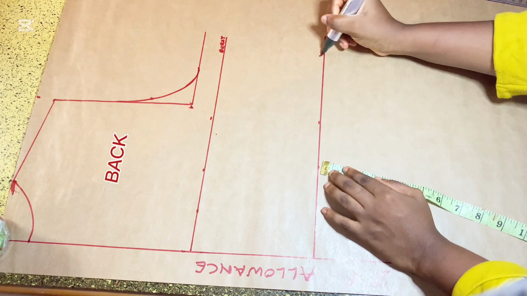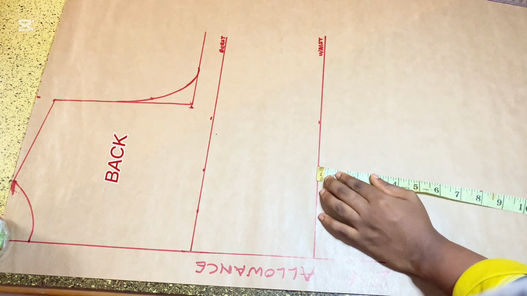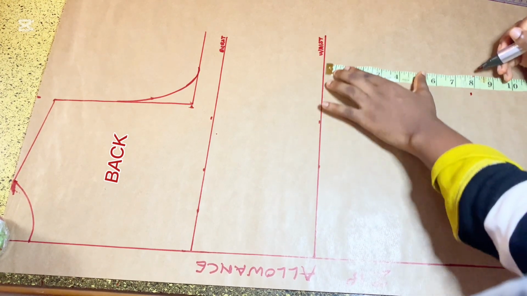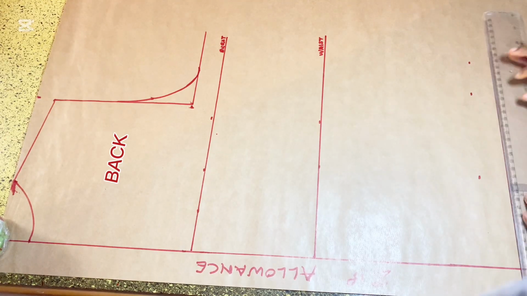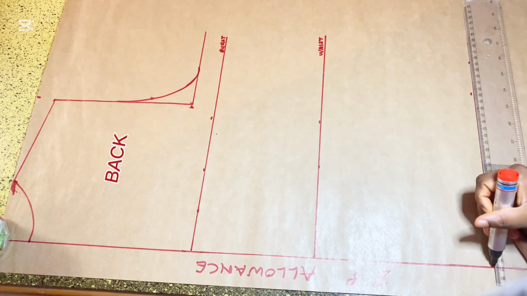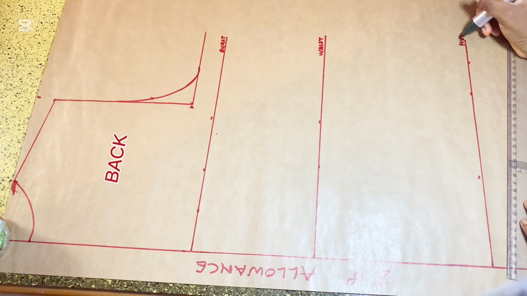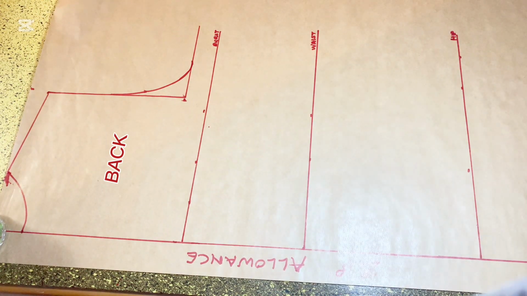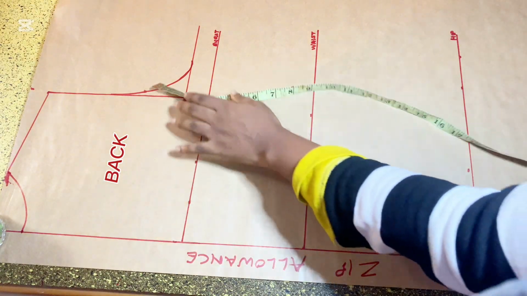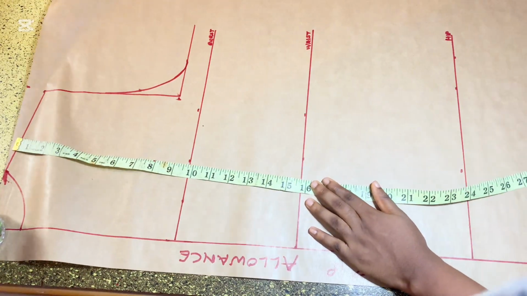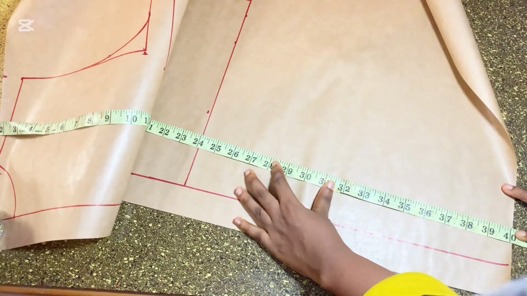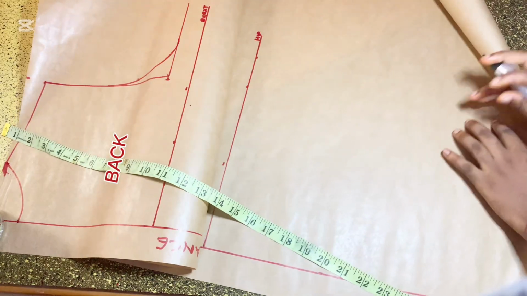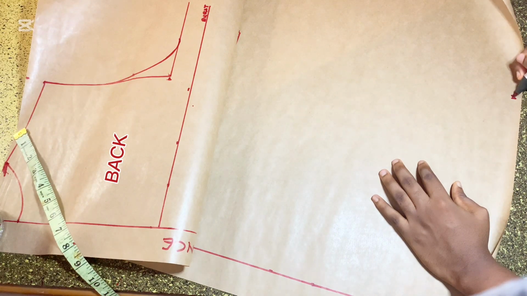This is my waist. Then for my waist to my hip, I'll just come down by 8 inches, so I'll roll that out. So this is my hip. Then, as I said earlier, my shoulder to my knee is 40. So I'll just label this side as knee.